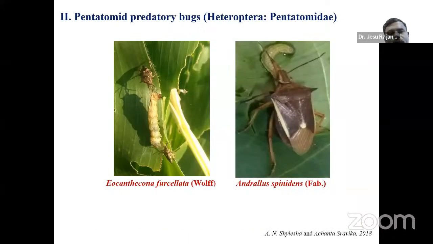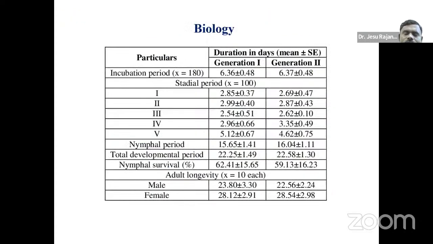The next predator is a pentatomid predatory bug, Pentatomidae. For example, Eocanthecona furcellata and Andrallus spinidens. These two are very good, very common predators in our fields, for example in paddy or maize or whatever is there. These two species under the Pentatomidae are very common, including in vegetables also. Compared to the earlier bug, this has a very short life cycle. It's a very good predator.